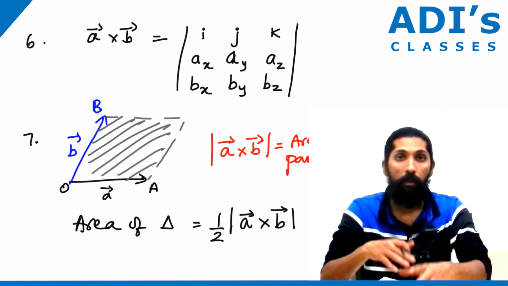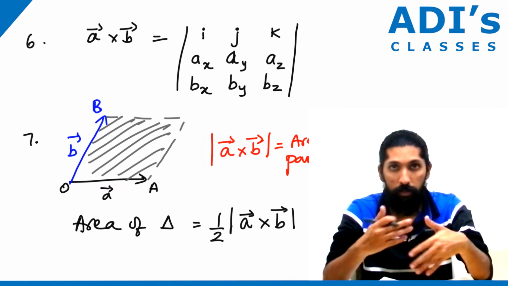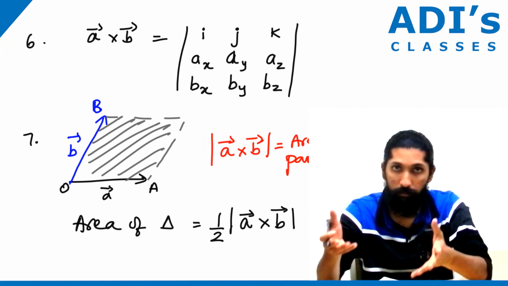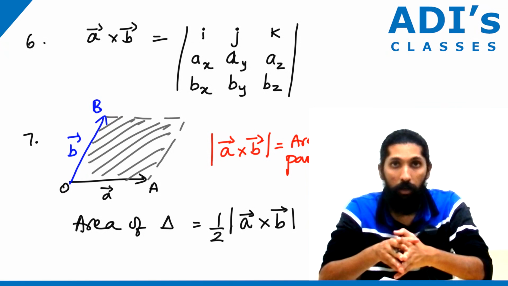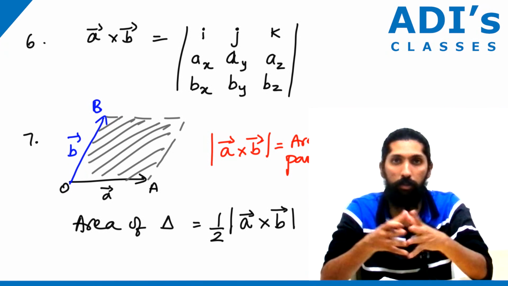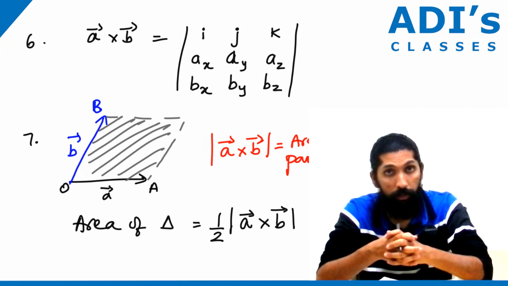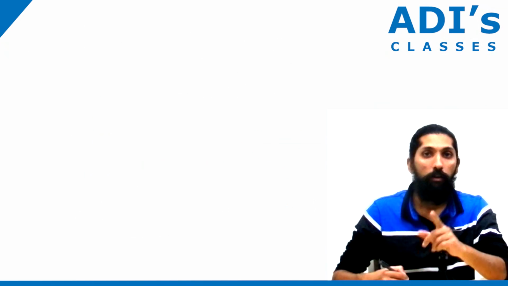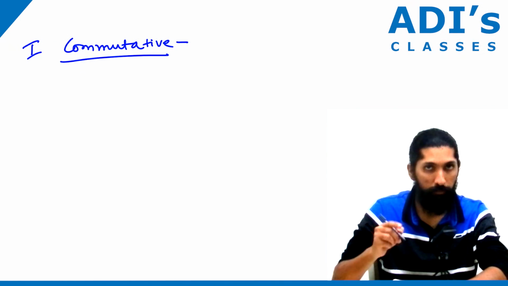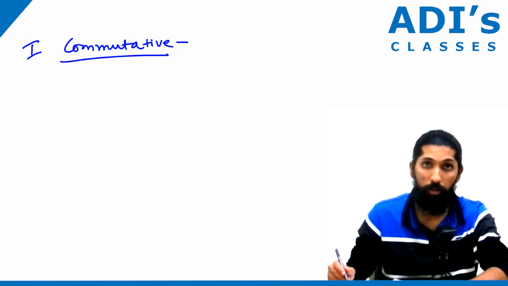Clear? Now that we have understood certain basic observations and basic properties of cross product, is it commutative? Is it associative? We're not going to talk about associative, but is it commutative? We'll look into those things now. First, very important property, is it commutative or not? This is the first one. Answer is no, it's not.